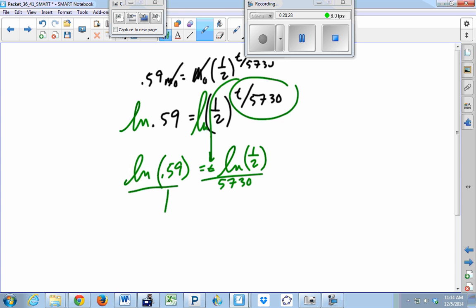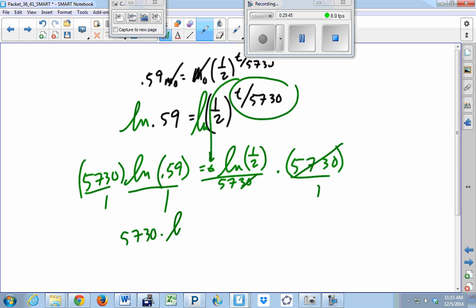Okay, so you can either do cross multiplication and set them equal, or you can multiply both sides of this equation by the denominator, which is 5730. So that cancels the 5730 on the right-hand side, and we get 5730 times the natural log of 0.59 is equal to T times the natural log of 1/2.